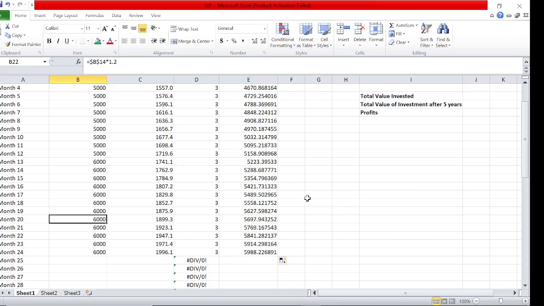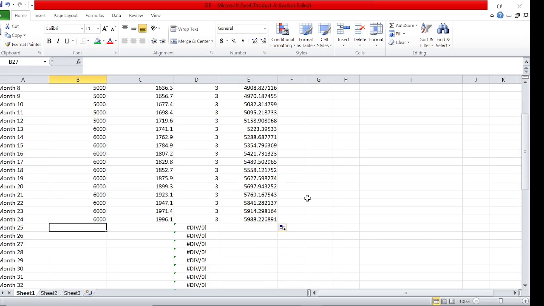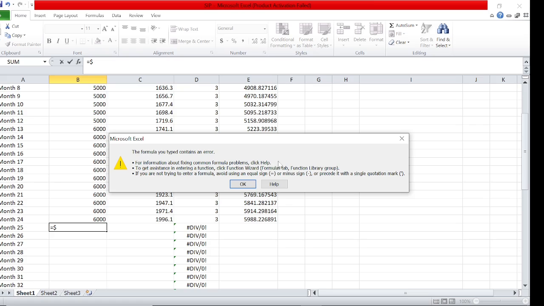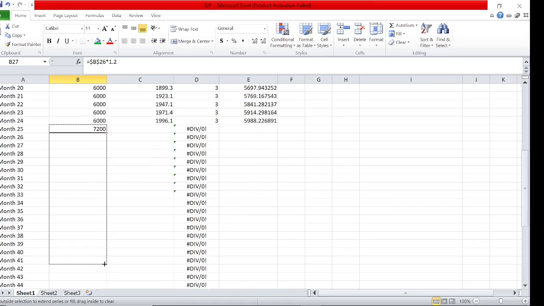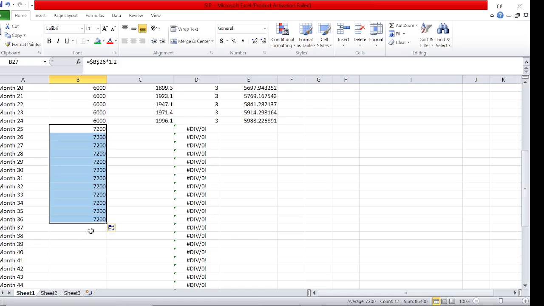Similarly, moving to the third year, again from 6,000 another 20% increase. So I can just select this cell and freeze this value because I'm going to use it in the formula. And I say 1.2. So 7,200 is doable in your third year from month 25. I'll drag the same till month number 36, end of the third year.